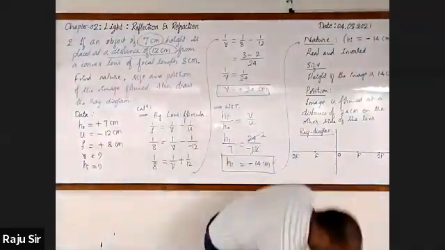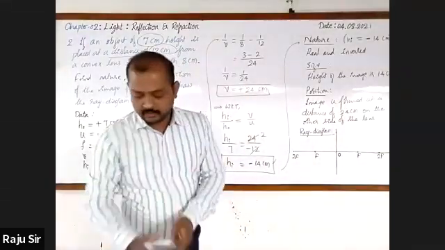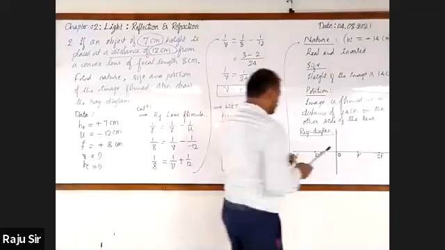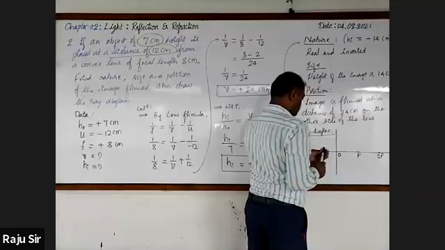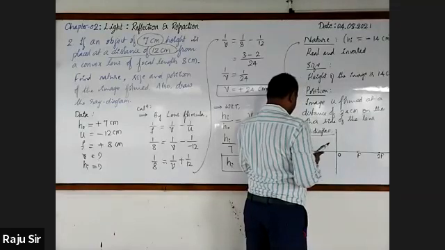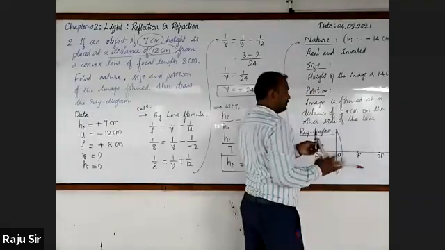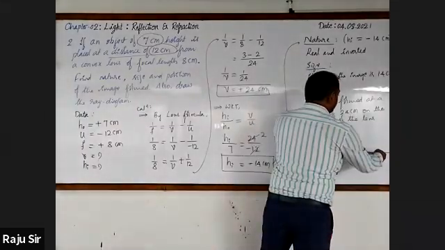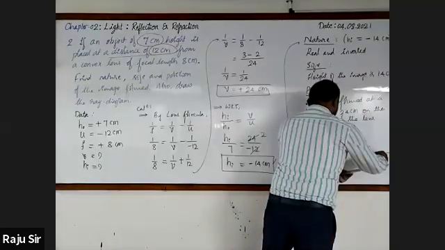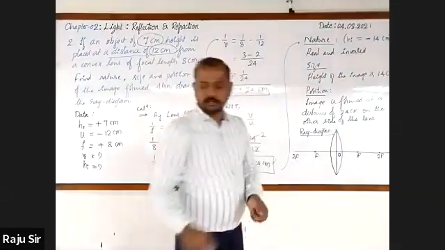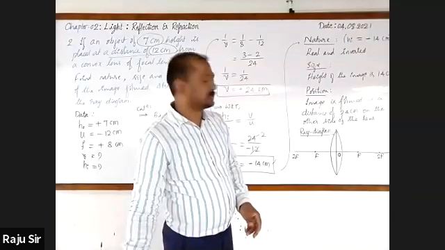Use compasses. Then with 2F as center, up to half of the aperture as radius, draw an arc. With 2F on the other side of the lens as center, draw one more arc. We will get a convex lens.